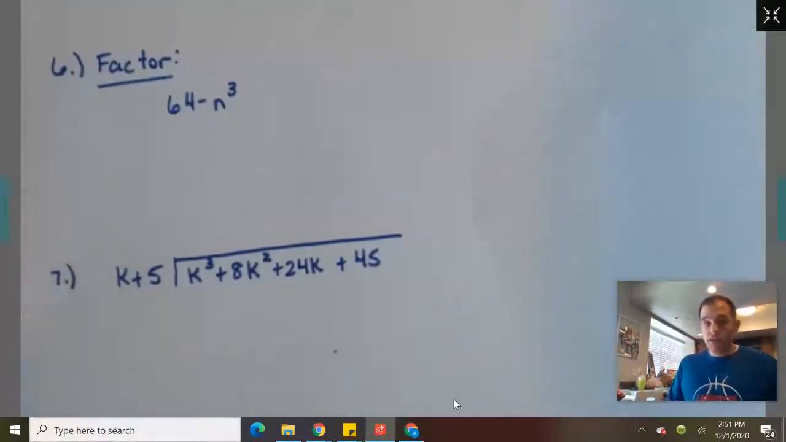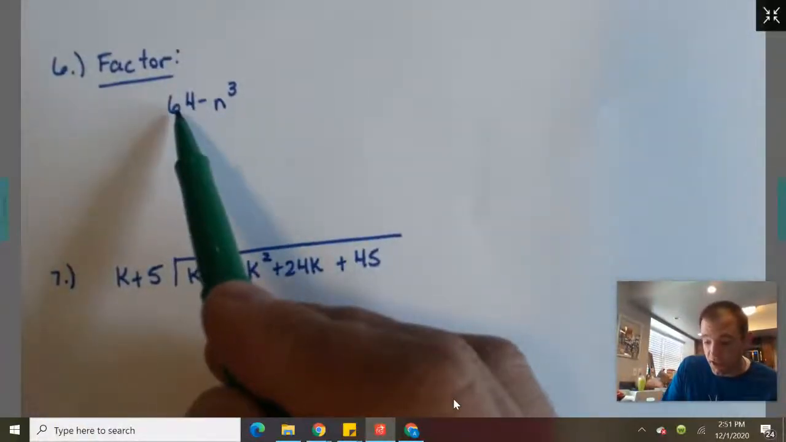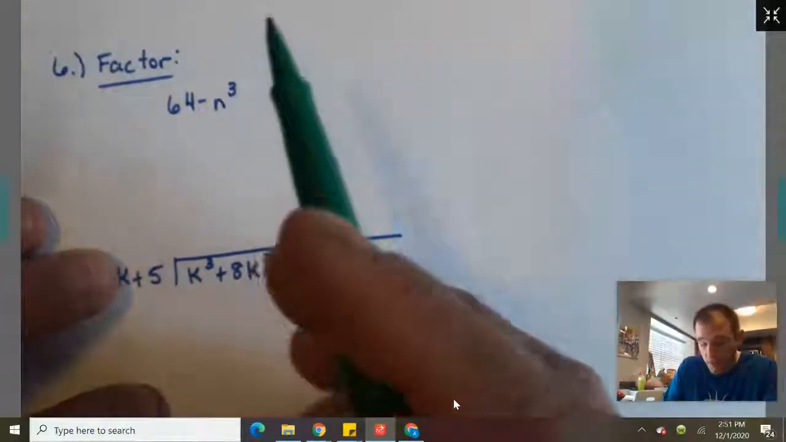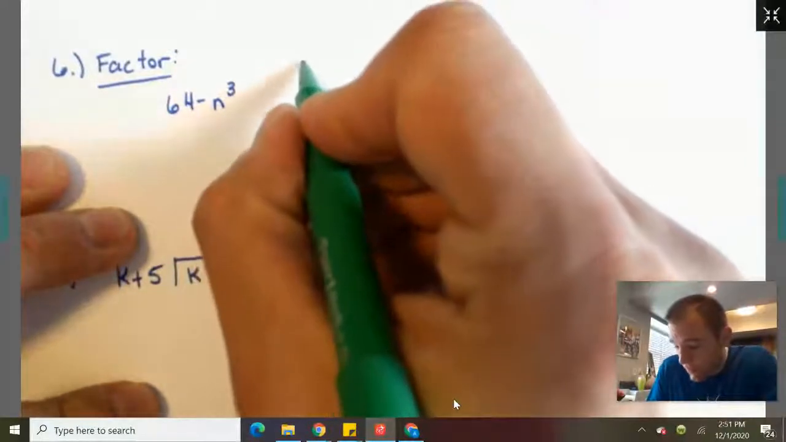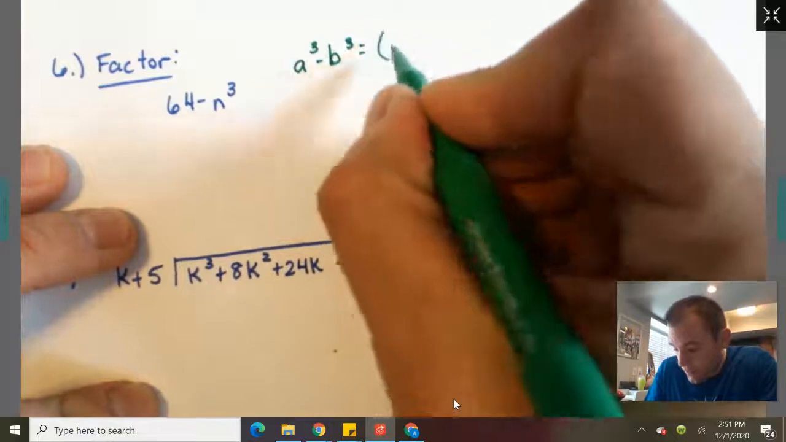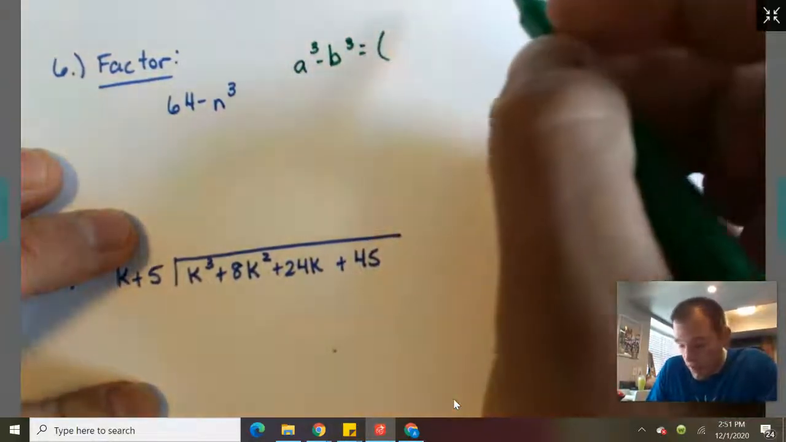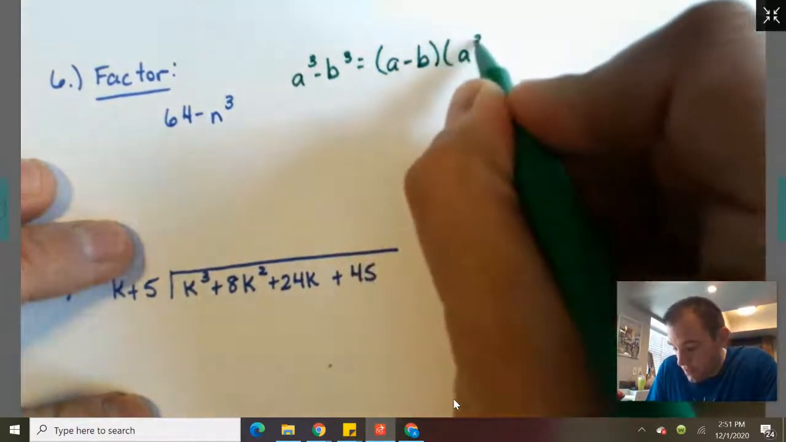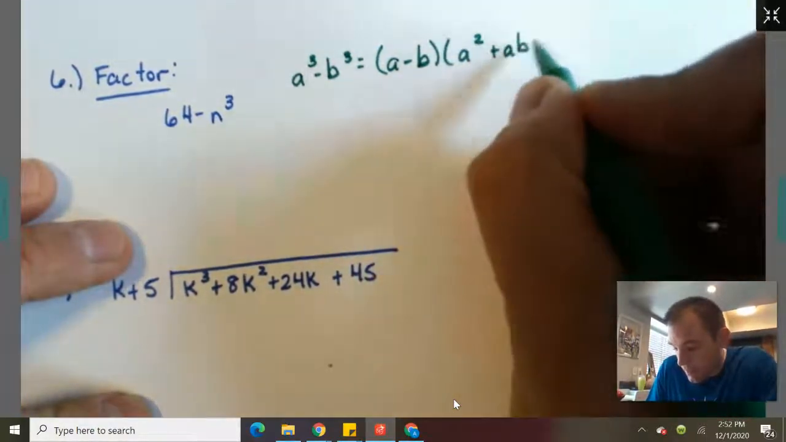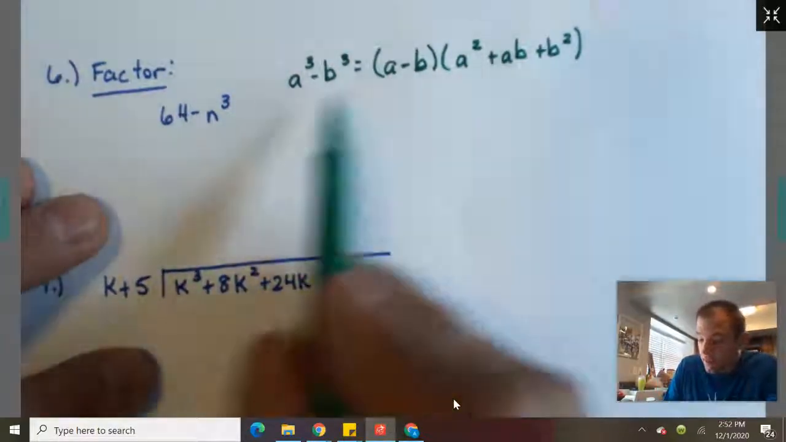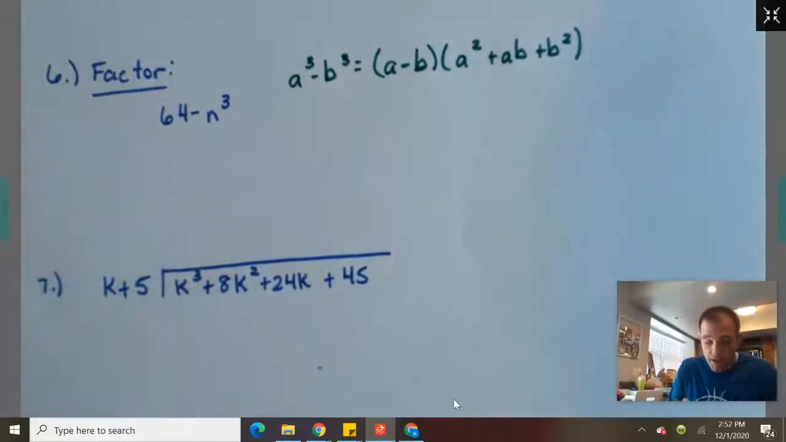Okay? This is what we talked about in section 3.3, where they're both cubes. So 64 is a perfect cube, and n cubed is obviously a cube, right? Because it has a 3. Okay? And if you remember, we talked about a formula. Whenever it was a cubed minus b cubed, right, that turned into this. And we talked about same, opposite, always positive. So it would turn into a minus b, a squared plus a times b plus b squared. Okay, so this is how we're going to factor this thing.